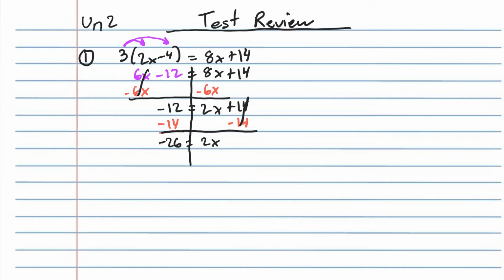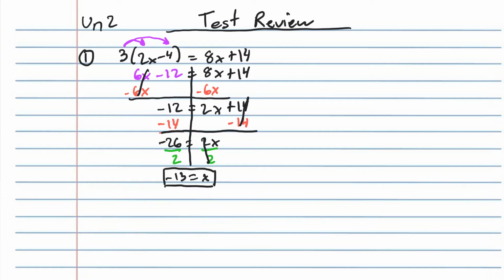Okay, and last step here, remember whenever they're attached like that, 2x, to get rid of the 2 and keep the x there, you're going to do division. So we're going to divide by 2, both sides. Okay, so 2's cancel over here, and we get x is equal to negative 26 divided by 2, negative 13.